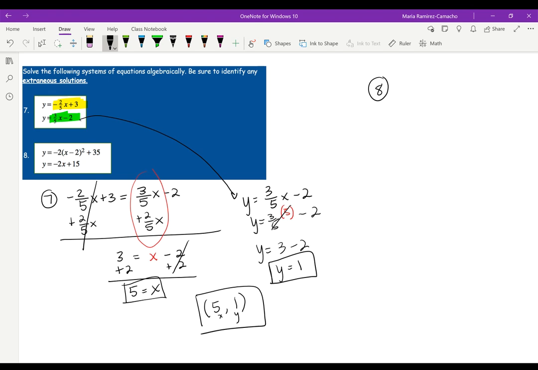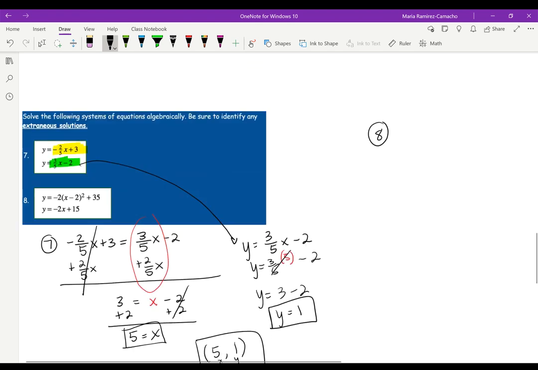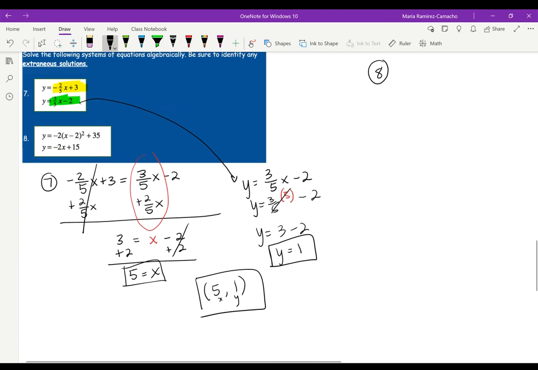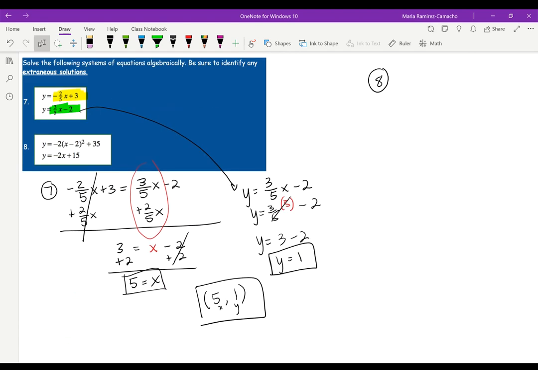Okay, for number 8, I'm going to use the same method, the equal values method, to set these two equations equal to each other. Again, since we have y equals, and y is equal to y, then these two equations should be equal to each other. Negative 2 times (x minus 2) squared plus 35 is equal to negative 2x plus 15.